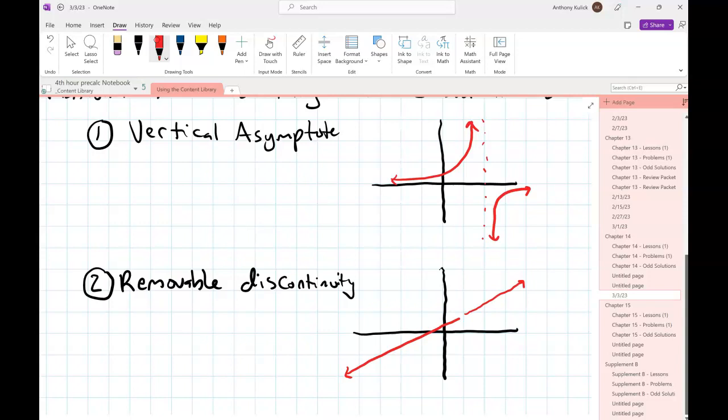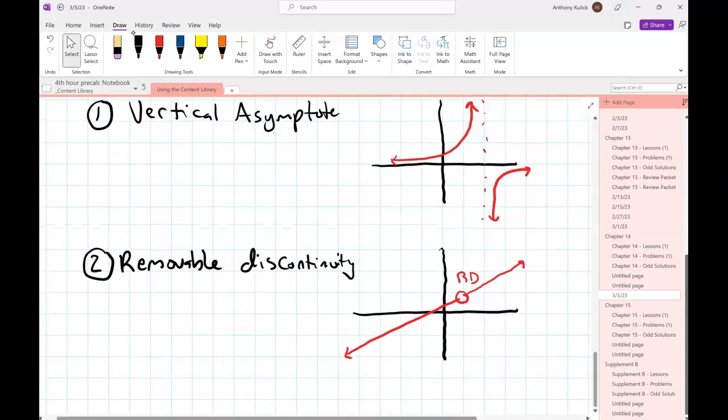When we draw that missing point, usually we draw an open circle there, like we do for when we drew inequalities on the number line, right? So that's like our removable discontinuity. The graph above was like our vertical asymptote. Everybody feel okay visually what we're talking about here when we talk about these two things?